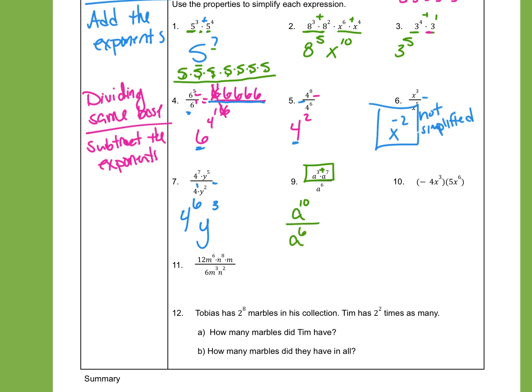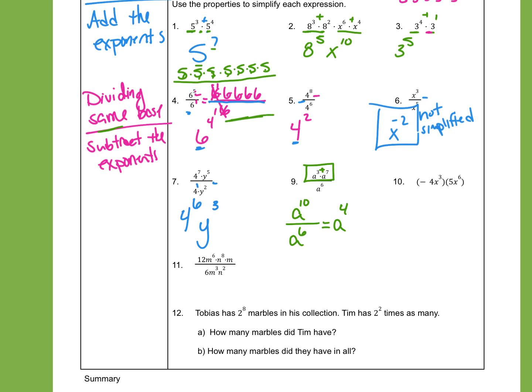And now that I just have a single value on top and a single value on the bottom, I'm going ahead and do that division. And remember what that division looks like. When I'm dividing with the same base, it looks like subtracting the exponent. So 10 minus 6 is 4. Or I could have written them all out, similar to how we did up here in number 4, write them all out and start canceling, reducing, and I would have ended up with a to the 4th.